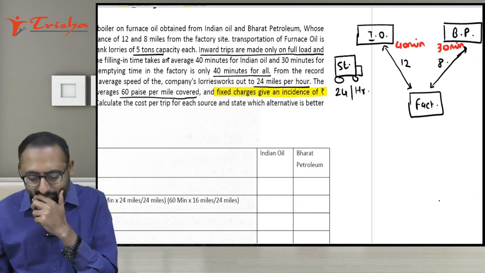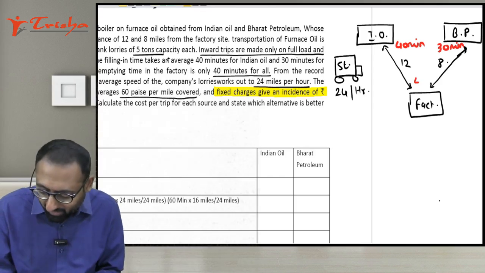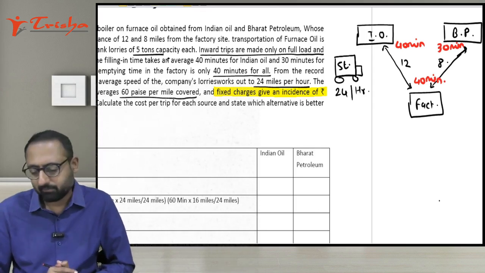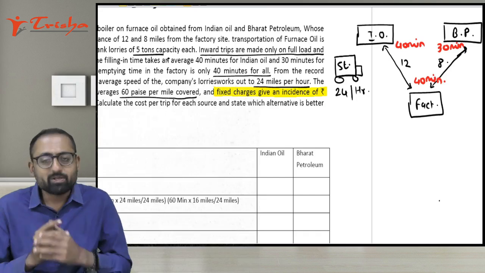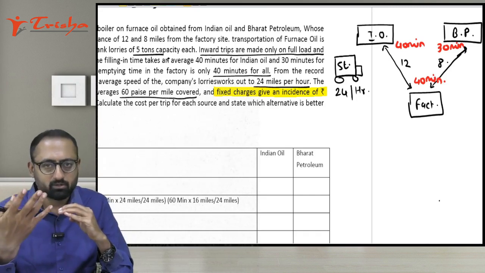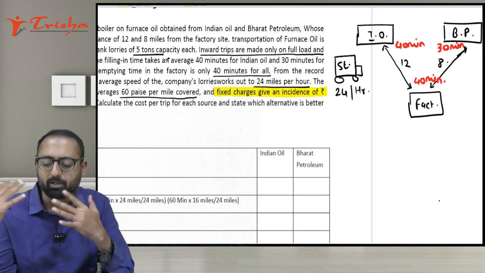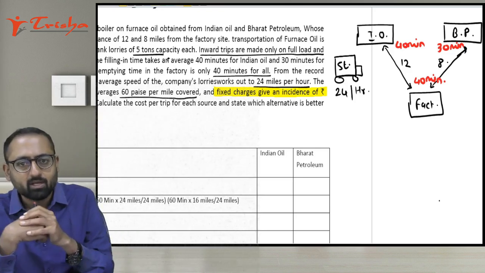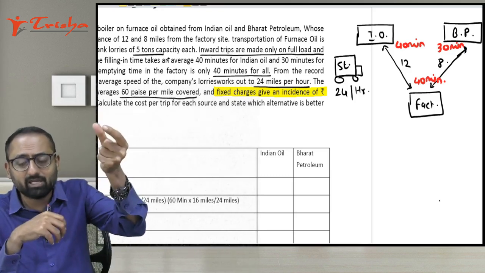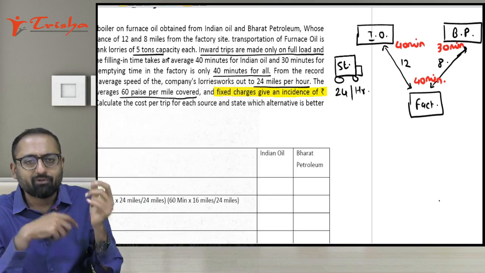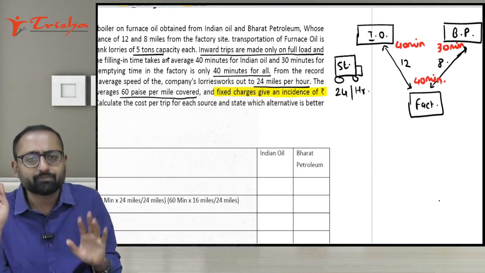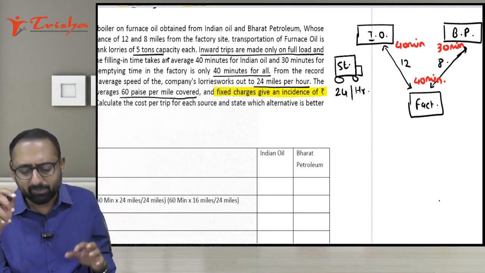Now let's go. Empty time is also given in the factory: 40 minutes is your empty time. Now guys, how much time will be required? First, time will be required for transportation from the factory to Indian Oil or Bharat Petroleum, and from Indian Oil or Bharat Petroleum back to the factory. The speed of the lorry is also given, 24 miles per hour. Next, filling-in time and empty time will be required. Now, why is time important, guys? Because your fixed expenses are dependent on time spent for the operation. So first of all, let's calculate the total time spent by each.